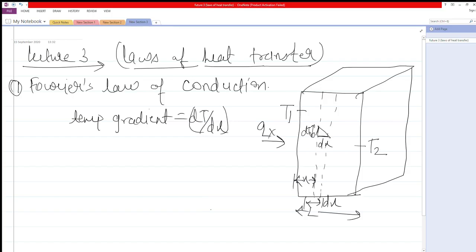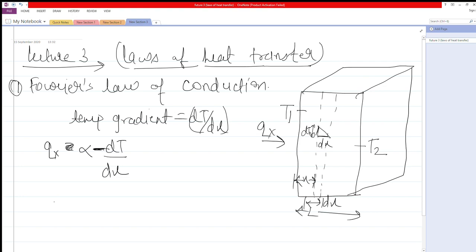Now, if I talk about this element, the heat transfer rate in x direction will be directly proportional to the temperature gradient in x direction. The negative sign here shows that the heat flows in the direction of decreasing temperature. That's why the dT term will be negative. Therefore, the final temperature minus the initial temperature will be negative. Therefore, the net value of heat transfer should come out to be positive. That's why this negative sign has been kept.